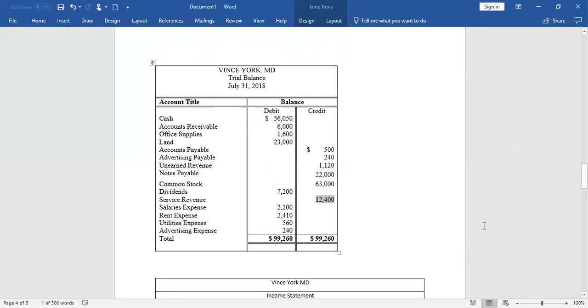So we now have listed all of our items in our general ledger with their balances. Add up all the debits. They should total 99,260. Add up all the credits. They'll equal 99,260. Okay, so that's our three-step process.